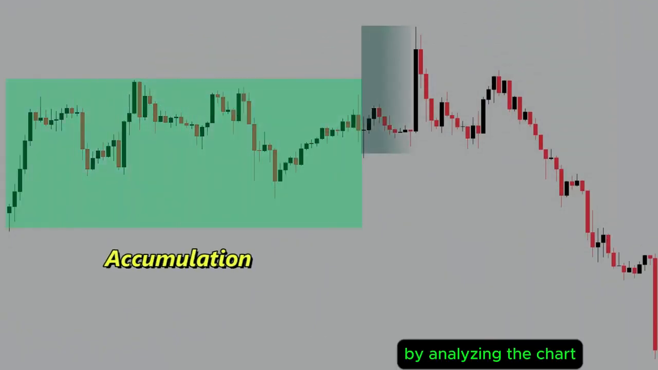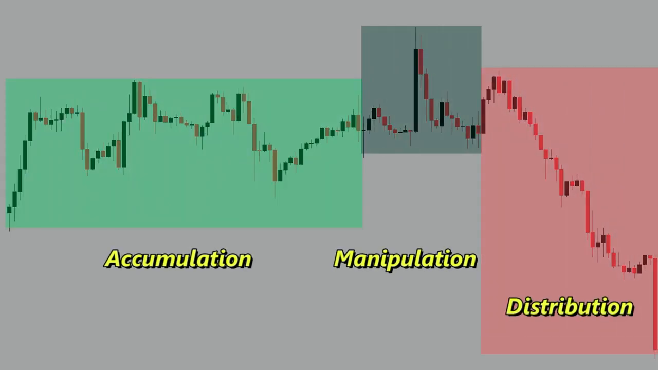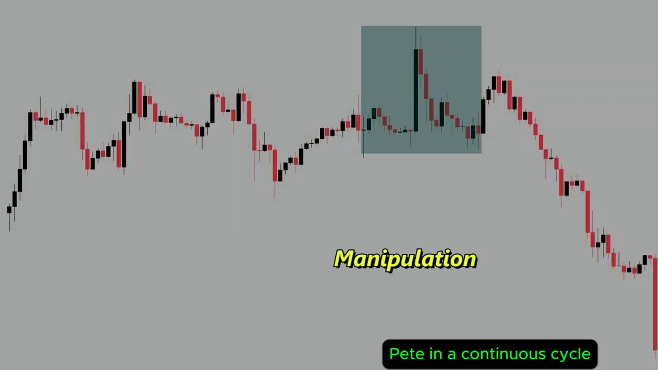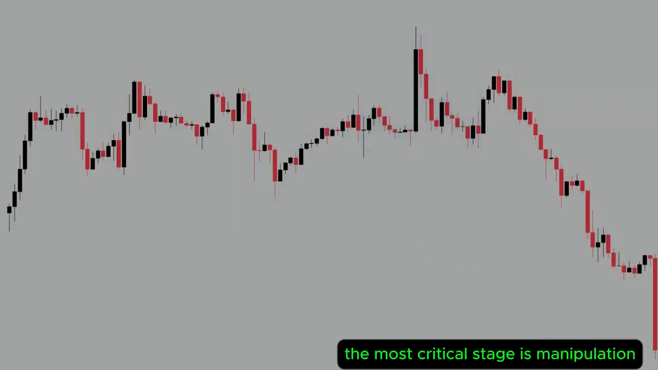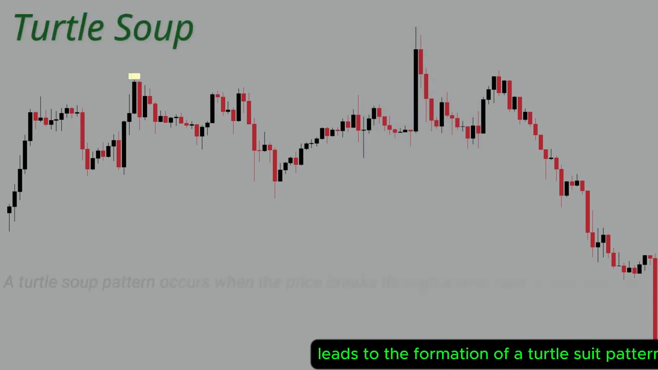By analyzing the chart, we observe that the 3 stages of accumulation, manipulation, and distribution repeat in a continuous cycle. The most critical stage is manipulation, as it often leads to the formation of a turtle soup pattern.